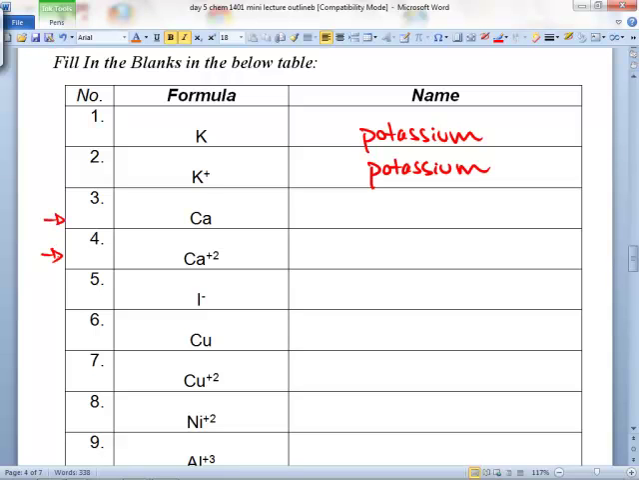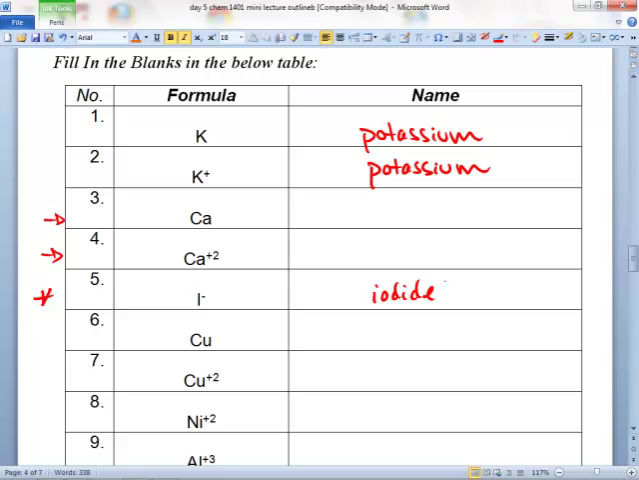How about, let's jump down to I minus. I minus. Yosenia. Anybody help her? Iodide. Iodide, because it was iodine, so it's iodide. Yeah, that's how you spell it.